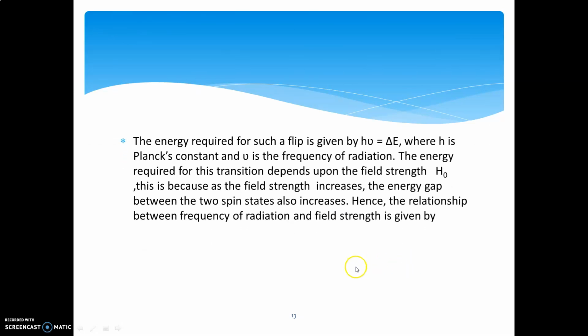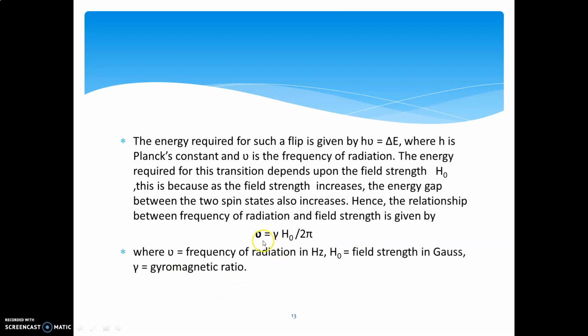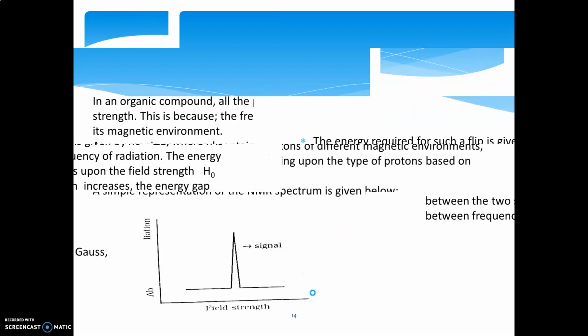The energy required for such a flip is given by h nu equals delta E, where h is the Planck's constant and nu is the frequency of radiation. The energy required for this transition depends upon the field strength H0. This is because as the field strength increases, the energy gap between the two spin states also increases. Hence, the relationship between frequency of radiation and field strength is given by this equation, where nu is the frequency of radiation, H0 is the field strength, and gamma is the gyromagnetic ratio.